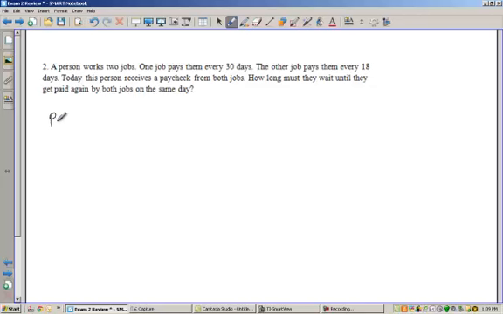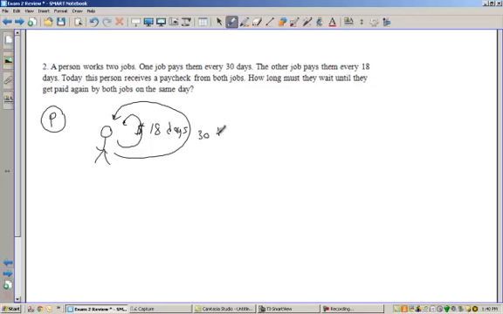So let's just draw a picture real fast. Here's my person, and they're getting paid money, one every 18 days. And then they're also getting paid, a little arrow saying, every 30 days. Today they get paid from both jobs. How long must they wait until they get paid again? So the idea is 18, 18, 18, and then this is a little bit slower, 30, 30, but eventually they should get paid again. And the way we find this is that we have to understand that we're not looking for a number smaller than 18 or 30. We're looking for a number that's bigger than 18 and 30.